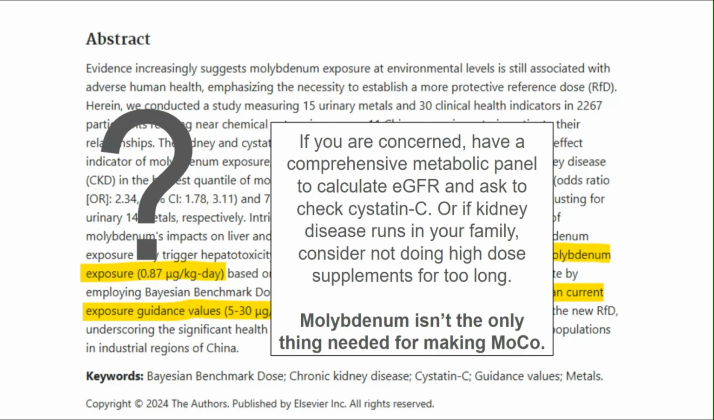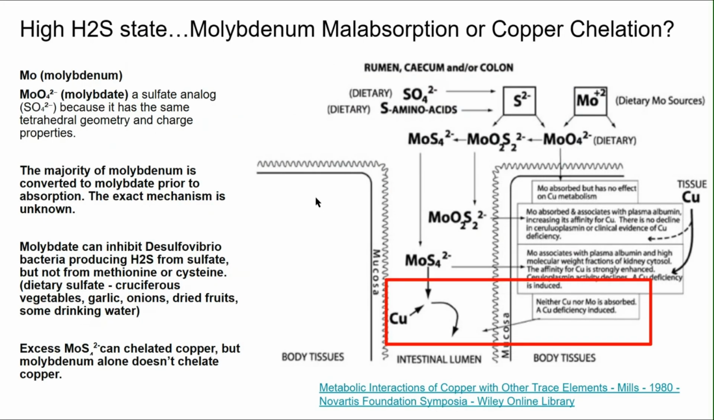So molybdenum isn't the only thing you need for making Moco. And that's what I'm hoping to share with you. So what about those people that don't have molybdenum cofactor deficiency, but assume, because I assumed for sure, that I may have had molybdenum cofactor deficiency when I wasn't at first getting all the nutrients in to make Moco. What if I'm actually causing a worsening copper deficiency when I take high dose molybdenum?